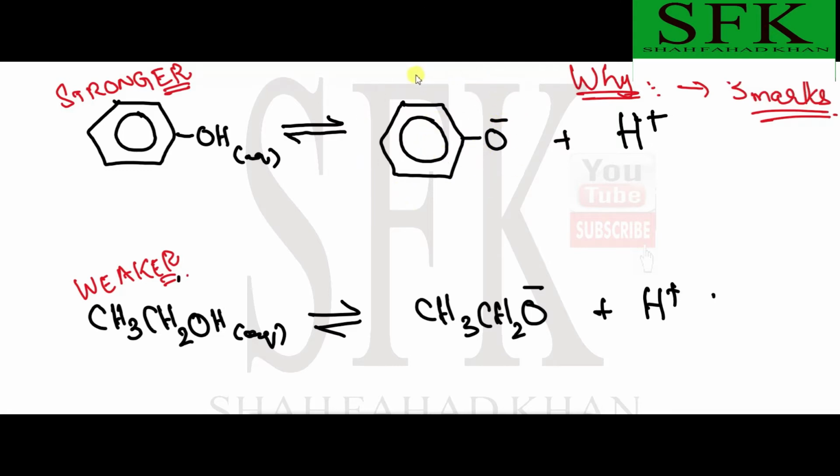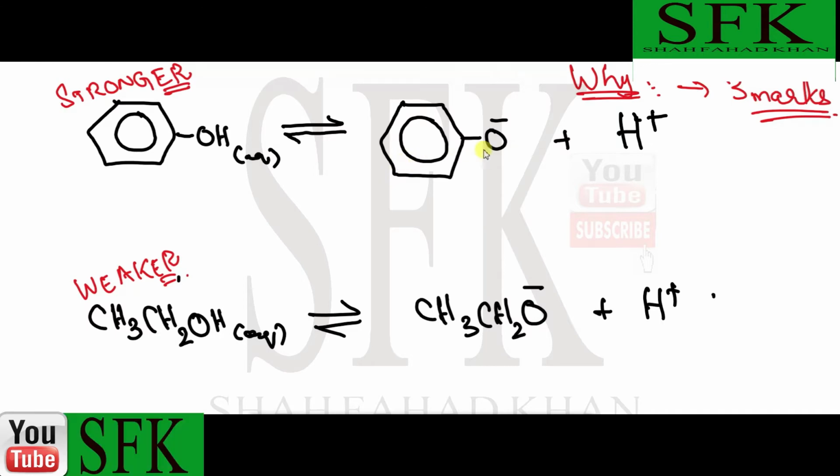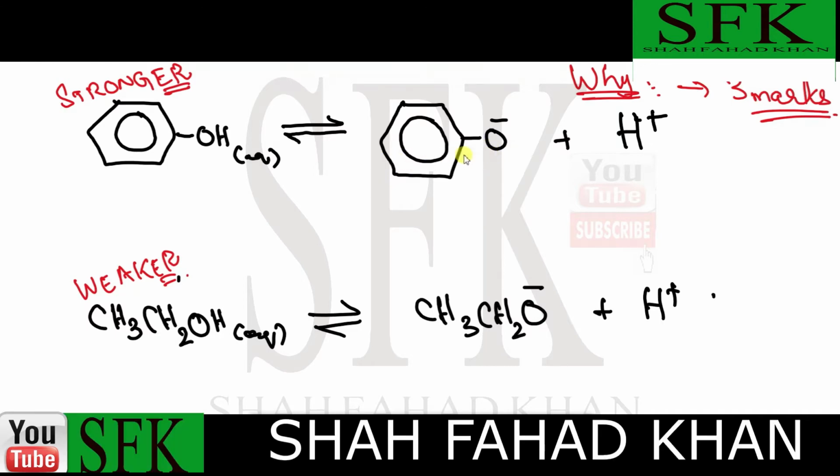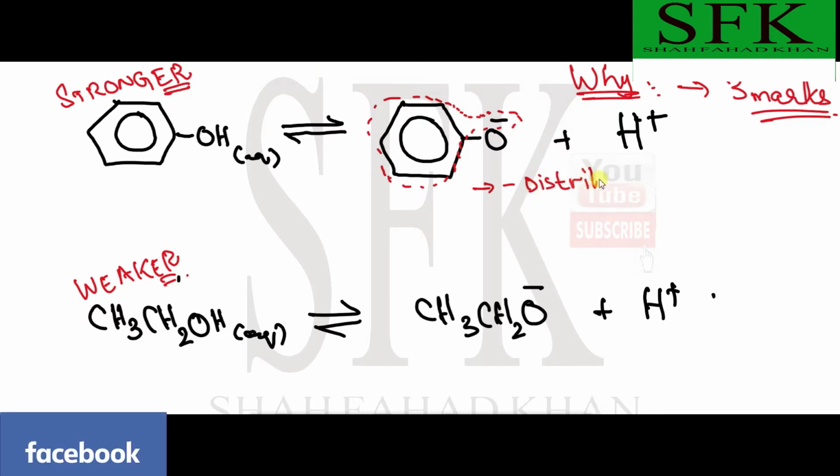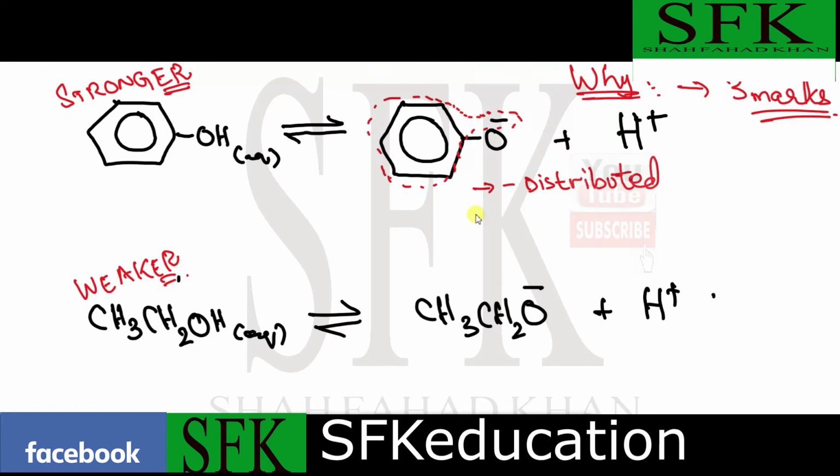Phenol over here has a conjugate base, the phenoxide ion. This is the phenoxide ion, and this is the phenol. If we look at the phenoxide ion, this negative charge, the oxygen has its lone pairs. The lone pair gets delocalized over the benzene ring. So the negative charge gets distributed over the benzene ring.